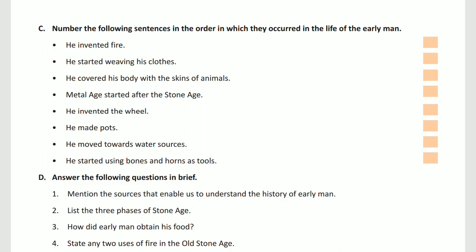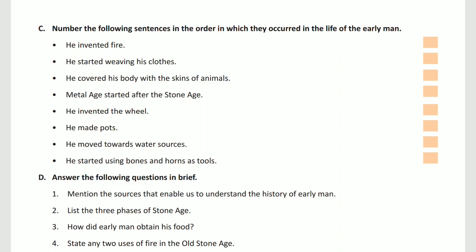In number 2 we will write he started using bones and horns as tools. Till then, write it on the side. First we will do it, and if a correction is needed, then we will correct it. And third, they moved towards water sources. Third. Fourth, he covered his body with the skin of animals. Fifth, he started weaving cloth in the Neolithic period.